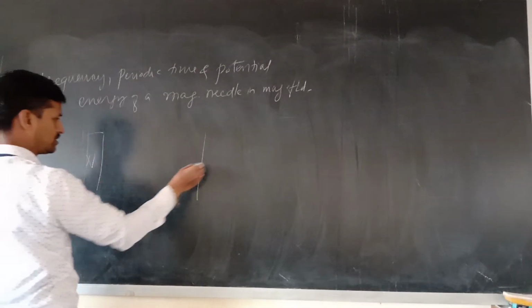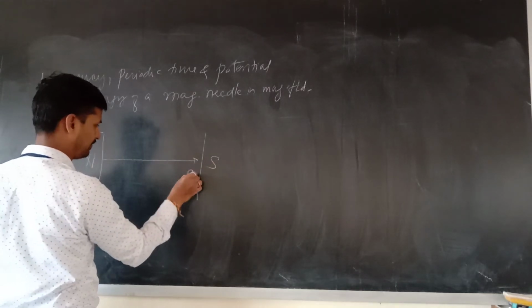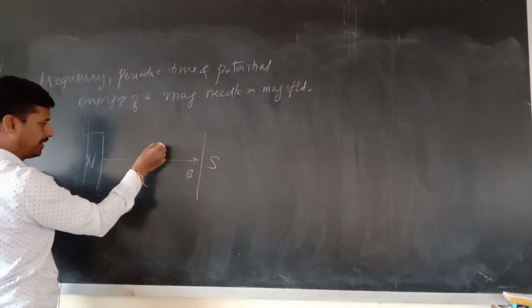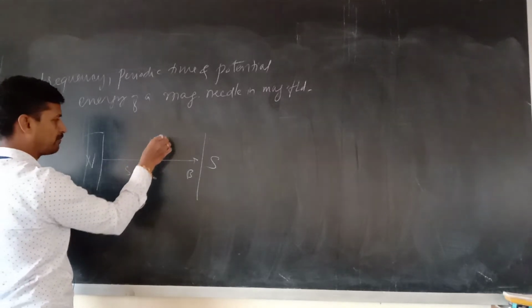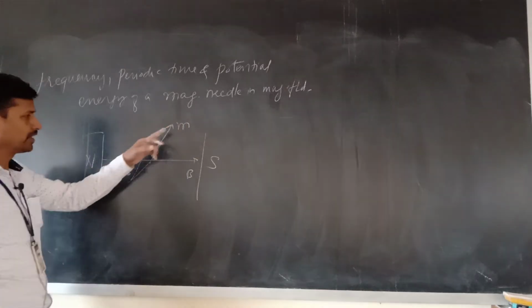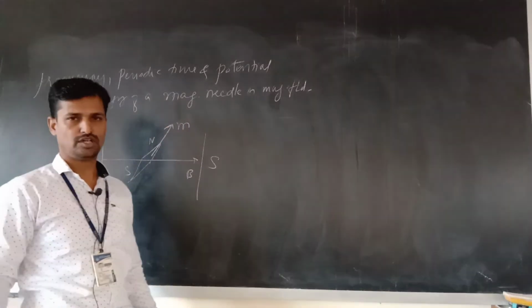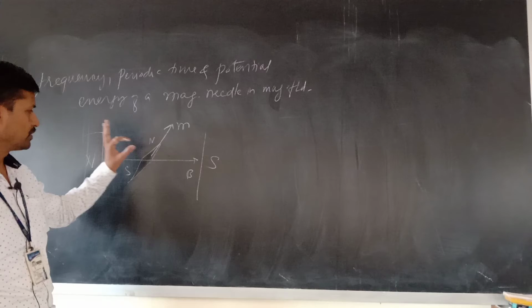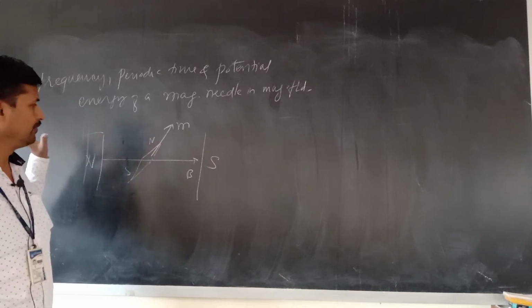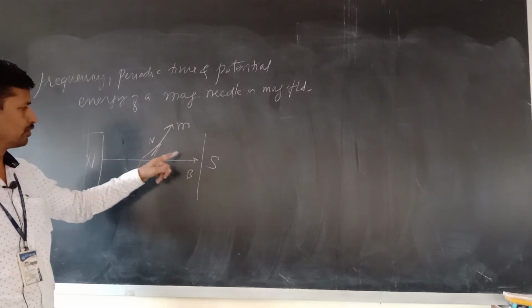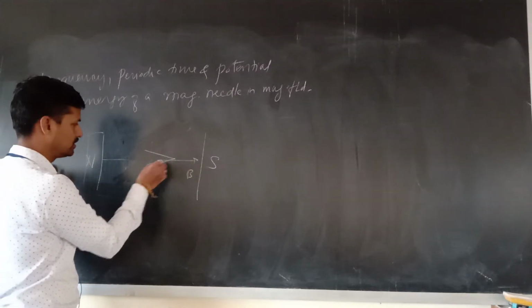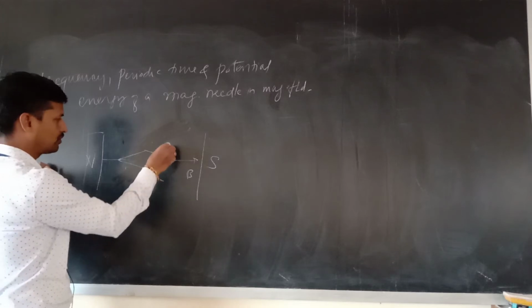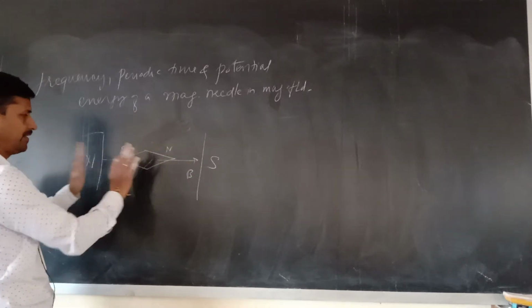Listen to me carefully. This is north, this is south, the magnetic field goes from north to south. Here if you place a magnetic needle, suppose it is north, it is south, its magnetic moment vector is m. And how to calculate magnetic moment we have seen. As soon as you place it here and leave your fingers, north will come towards south, south will go towards north. After some time, this is the final picture: north towards south, south towards north, finally.